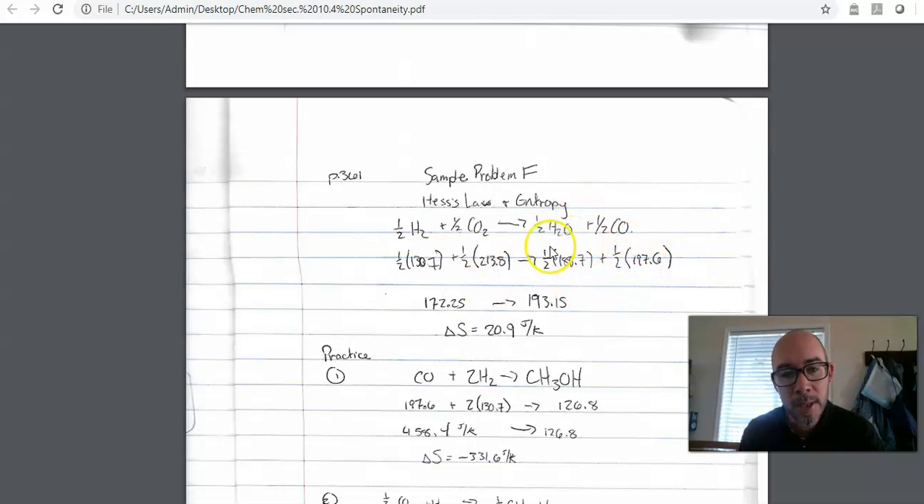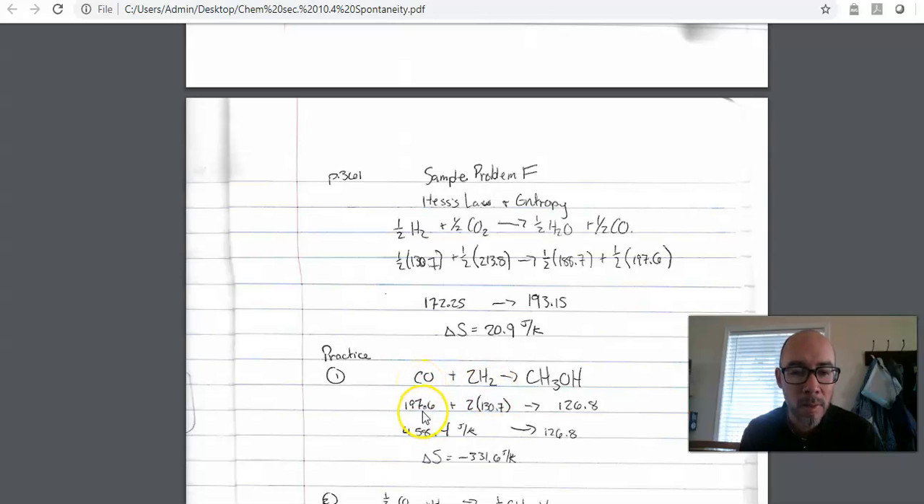And then on this side, these two add up to 193.15. That's a change, a positive change, 20.9 joules per Kelvin. This thing becomes more disordered as that reaction occurs. I'll show you the first practice problem here as well.